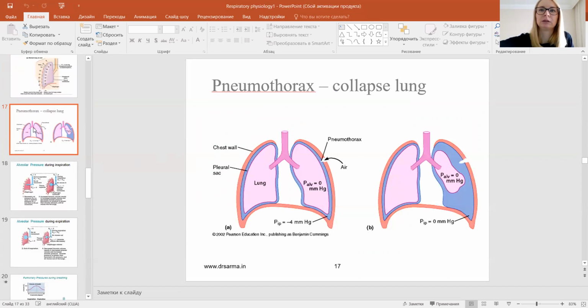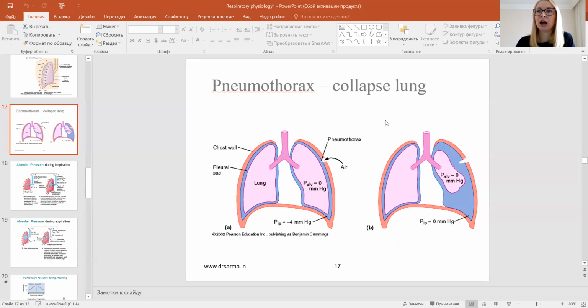Now let's discuss such an important disorder, which is called pneumothorax, which is collapse of the lungs. Complete hermeticity of the pleural cavity is the necessary condition for the existence of the negative pleural pressure, which we were discussing on the previous slide. If this hermeticity is broken, a pneumothorax arises.